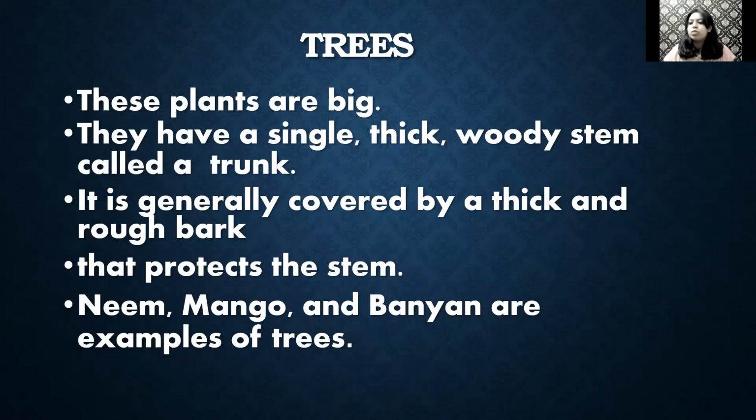Have you noticed whenever you go and touch a tree, it's always very rough. So what does that do? That protects the stem. This thick bark around the tree protects the stem. For example, neem, mango and banyan are examples of these huge trees.